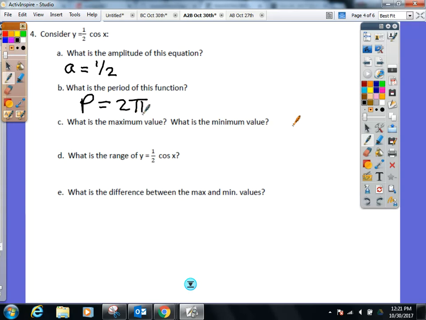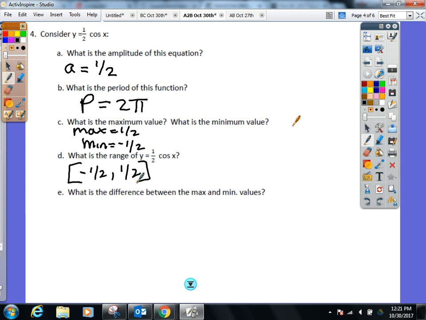Let's go, Brad. I need somebody. Okay, here we go. What's the max here, Alex? 1/2. And how about the minimum? -1/2. There you go. So you guys are starting to see the power of that number out in front now. Matt, ready? Range. Does it include those values? So do I want parentheses or brackets? Negative 1 half to 1 half. Yep.